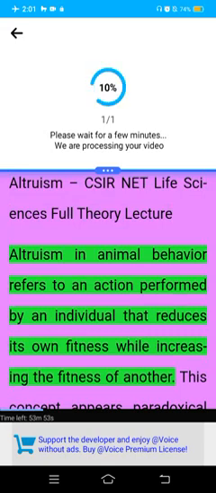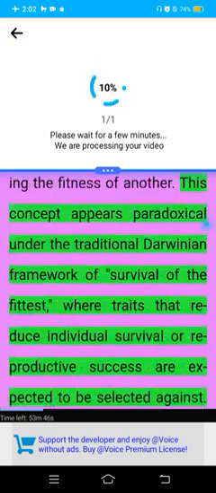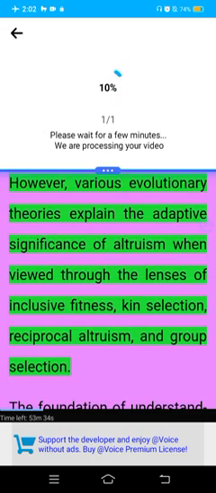Altruism in animal behavior refers to an action performed by an individual that reduces its own fitness while increasing the fitness of another. This concept appears paradoxical under the traditional Darwinian framework of survival of the fittest, where traits that reduce individual survival or reproductive success are expected to be selected against. However, various evolutionary theories explain the adaptive significance of altruism when viewed through the lenses of inclusive fitness, kin selection, reciprocal altruism, and group selection.